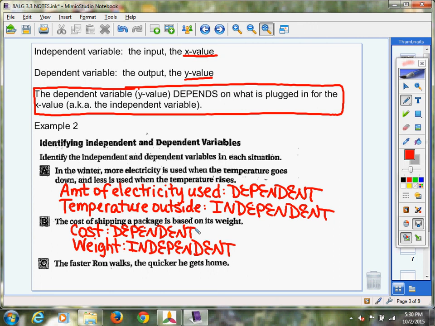All right, now letter C, the faster Ron walks, the quicker he gets home. So faster is speed, and quicker is time. So study that relationship and see if you can figure out the relationship between his speed and his time. Which one's dependent, which one's independent. And I'll give that one to you as extra credit.